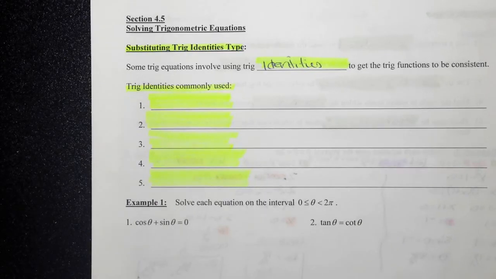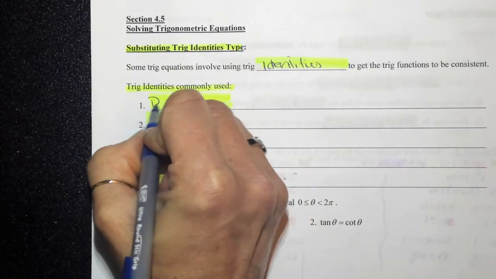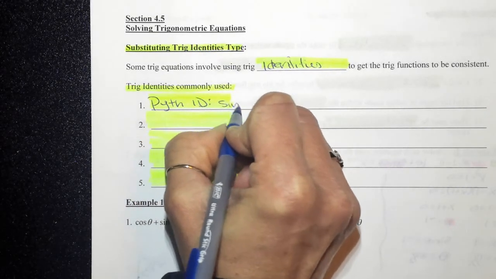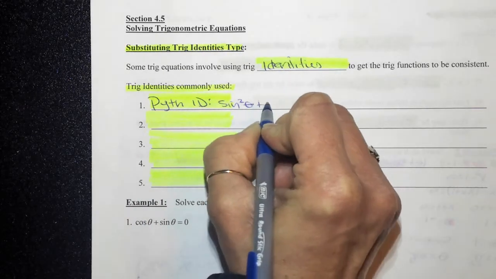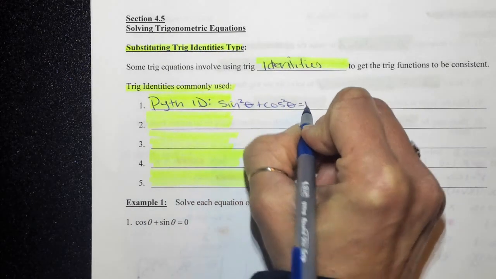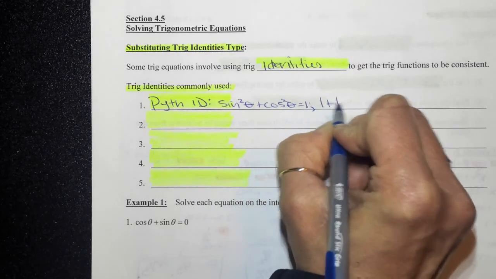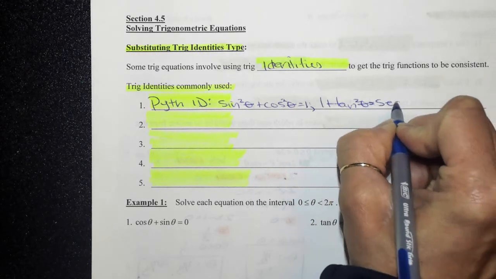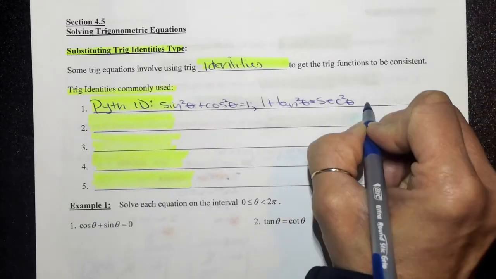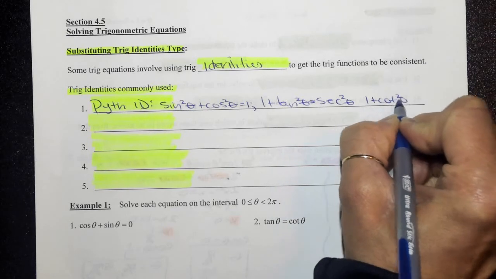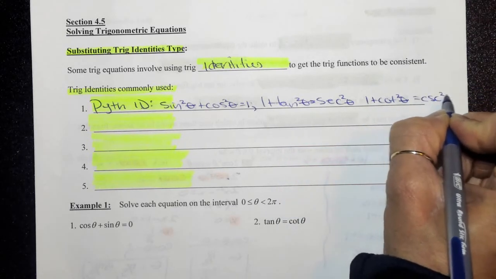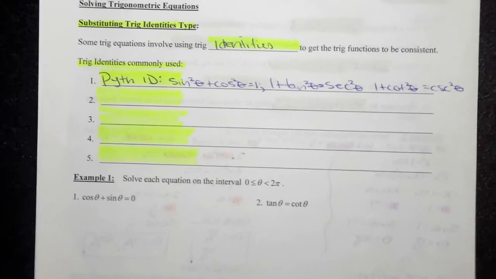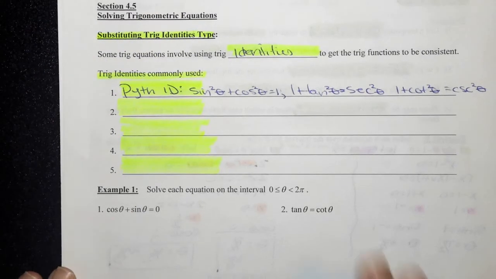So some of the most commonly used trig identities, the very first one would be your Pythagorean identity. Okay, so you would use maybe a variation of sine squared plus cosine squared is equal to 1. Okay, you also have your 1 plus tangent squared is equal to secant squared, as well as 1 plus cotangent squared is equal to cosecant squared. Okay, so remember, you can use any variation of these. It doesn't necessarily have to be just like that, so you need to keep those in mind.